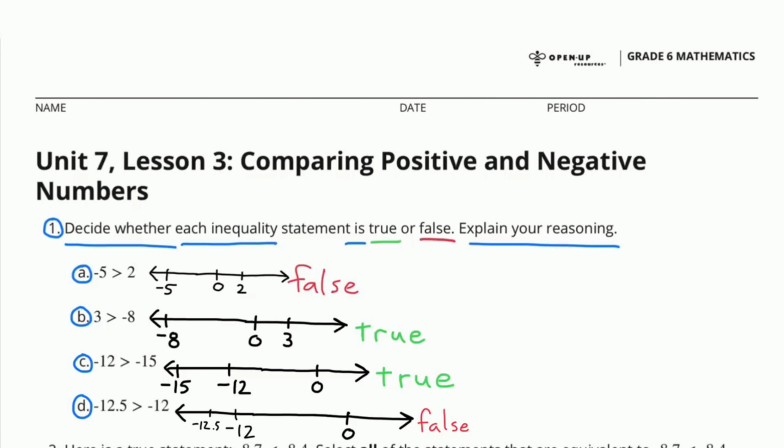D. -12 and 5/10 is greater than -12. That's false, because -12 and 5/10 is further to the left on the number line, making it smaller than -12. The value for -12 and 5/10 is less than the value for -12.